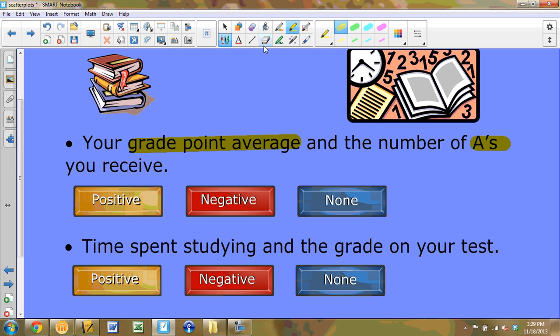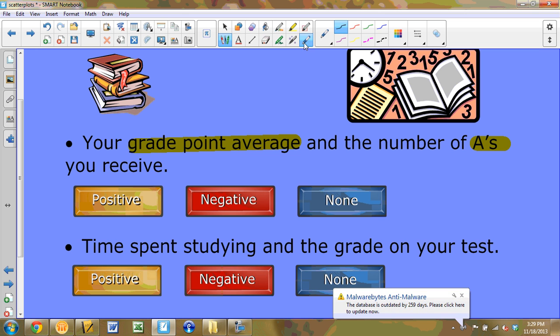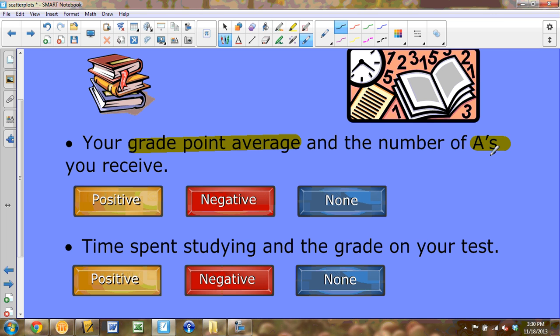One of them is the independent variable and one is the dependent variable. And we've talked about this before with domain and range and x's and y's and all of that. So remember, independent means the one that changes, and dependent is the one that depends on the other one. It's the best way to say it. So the number of A's I receive is going to be my independent variable. I can receive 1 A or 2 A's or 3 A's, but how many A's I receive will affect my grade point average. So that makes this my dependent variable.